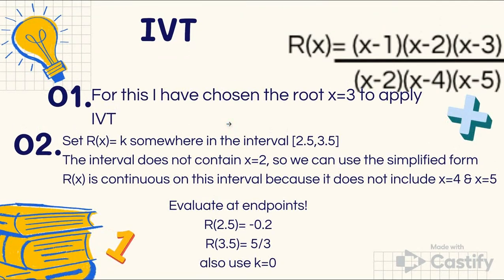Now IVT. For this, I've chosen the root x equals 3 to apply to IVT. So I would need to set r of x equal to k somewhere in the interval that I've chosen, 2.5 to 3.5. I chose this because it does not contain 2, which is a removable discontinuity, and it does not include 4 and 5, which are vertical asymptotes.